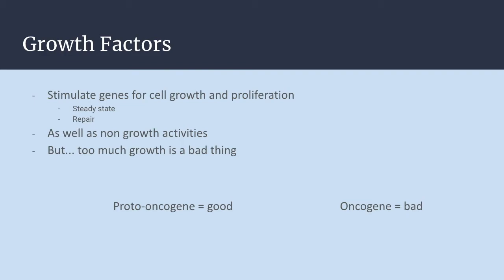Now, some examples of common growth factors are things like vascular endothelial growth factor, and this is something that will tell your body to grow vessels. Transforming growth factor beta is another common one, and this is telling your body to make collagen and some of those other ECM components that are going to help with scar formation and fibrosis.